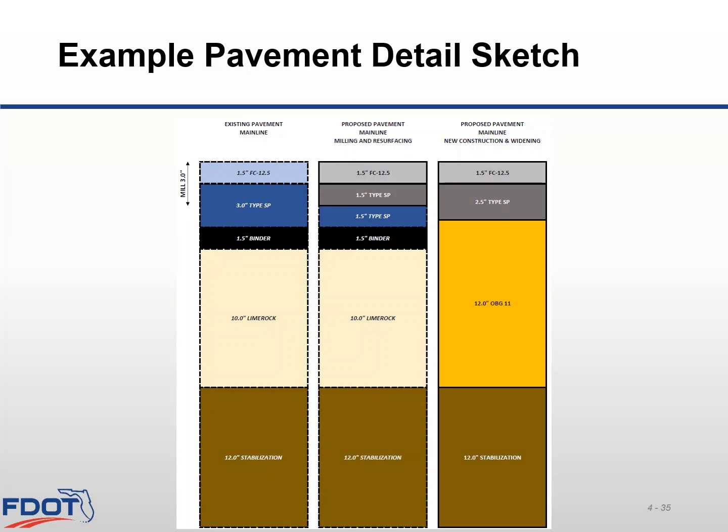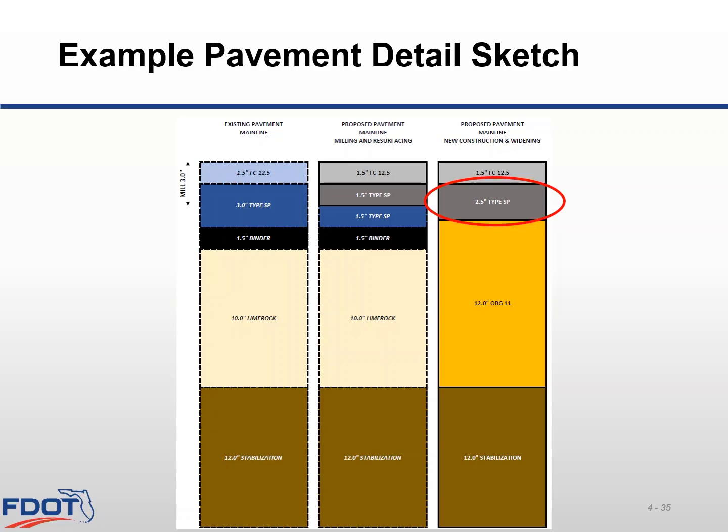So once you finish the calculations for your pavement design, you'll need to sketch out the construction sequence of the typical section using the allowable layer thicknesses from the spec to ensure constructability. The example here is from a project where we have some milling and resurfacing of a main line, along with some new construction and widening. As you can see, the new construction and widening portion has a thicker layer of proposed structural course.